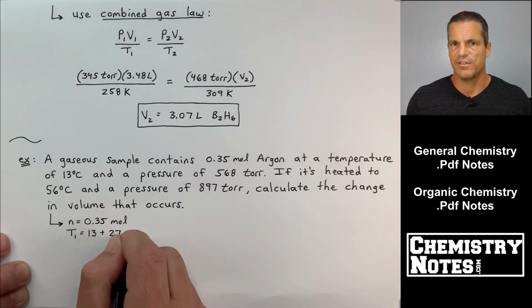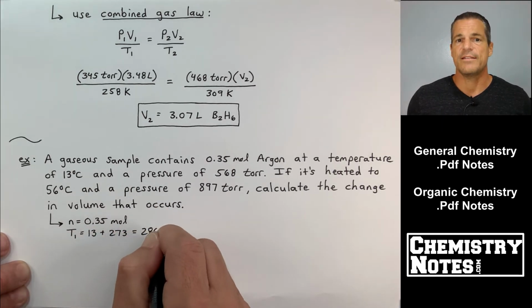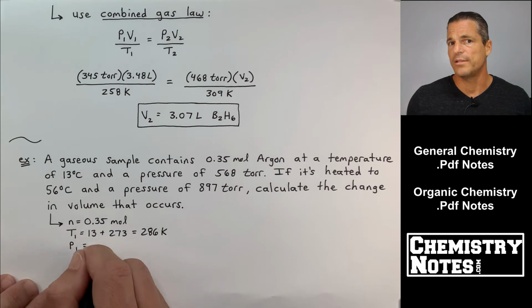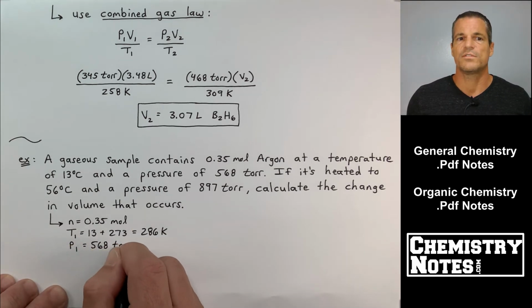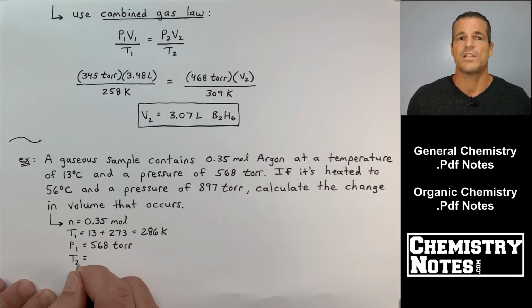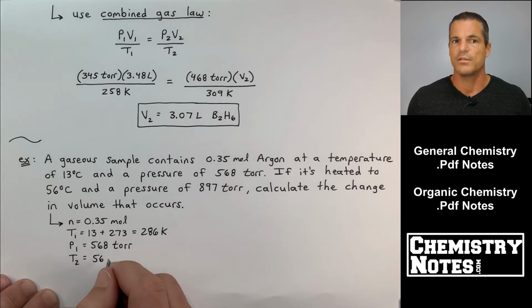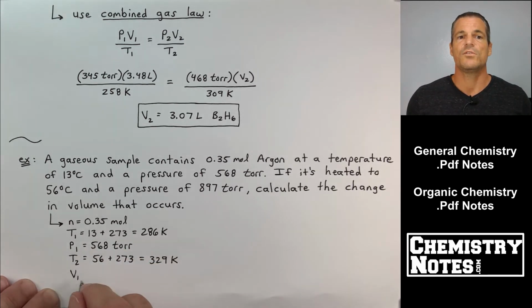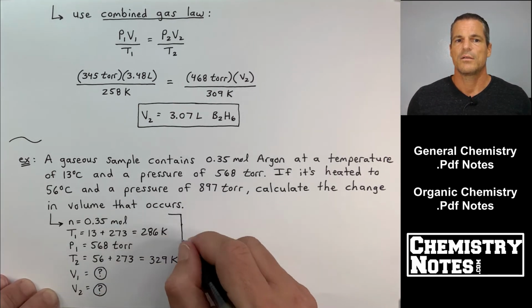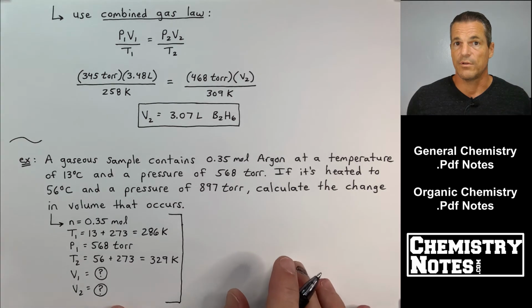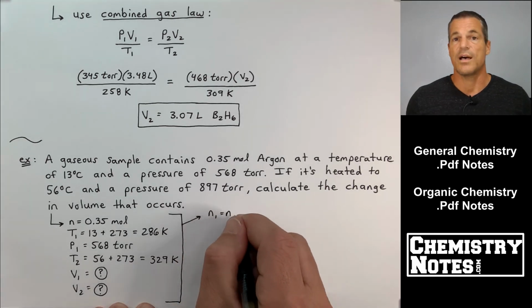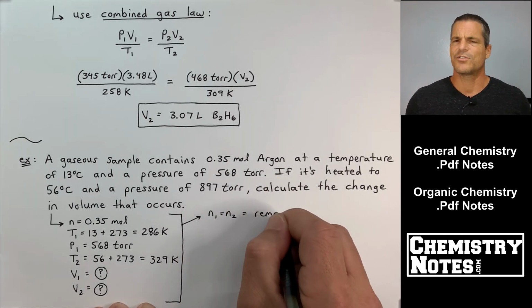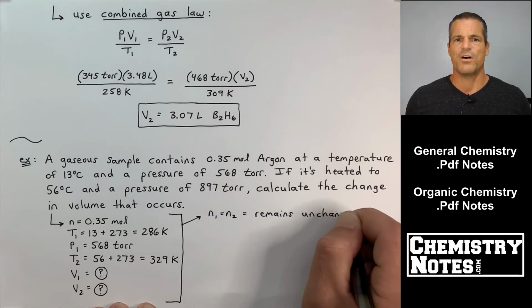Let's just list everything right now, okay? Well, N, or possibly N1, is 0.35 moles. T1 is 13 plus 273 is 286 Kelvin. P1, 568 torrs. T2, 56 plus 273 is 329 K. V1 equals, I have no idea. V2 equals, I have no idea. So this is strange. We don't have any of the volumes.